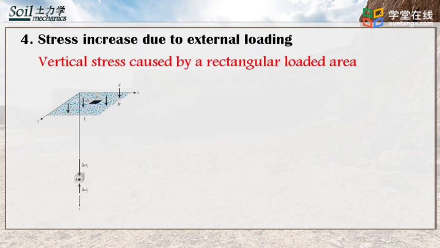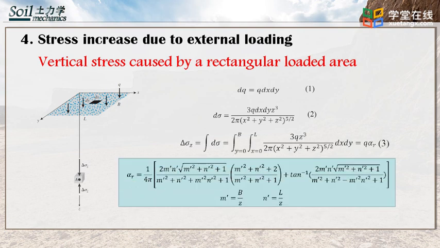Boussinesq's solution can also be used to calculate the vertical stress increase below a rectangular loaded area. We need to consider a small elemental area dx dy of the rectangle with load q dx dy as equation 1. The increase in the stress d sigma at point A caused by the load dq can be determined by using Boussinesq's solution as shown in equation 2. The increase in the stress delta sigma at point A caused by the entire loaded area can be determined by integrating the preceding equation, as demonstrated in equation 3.